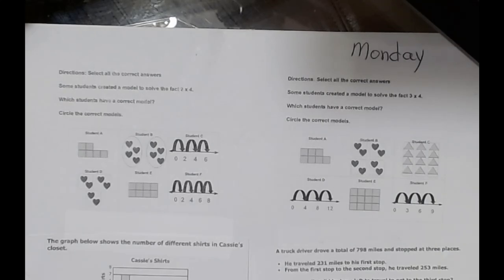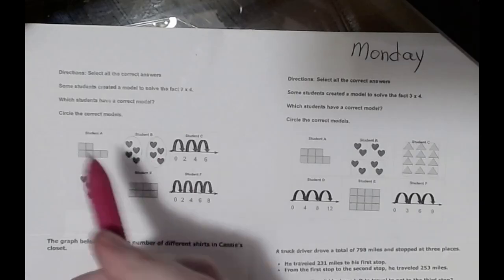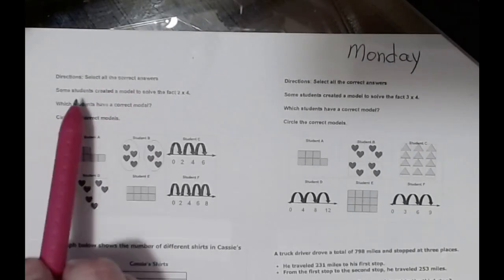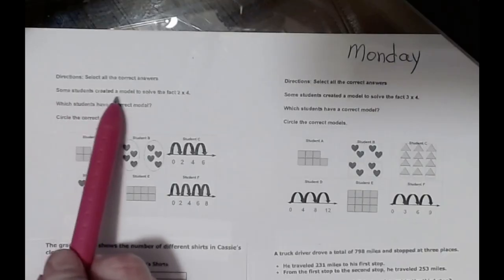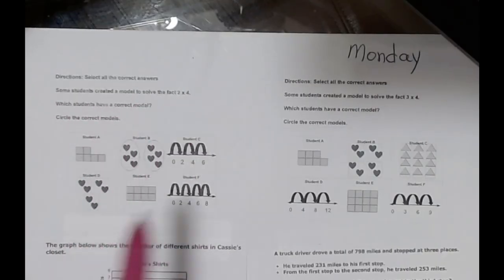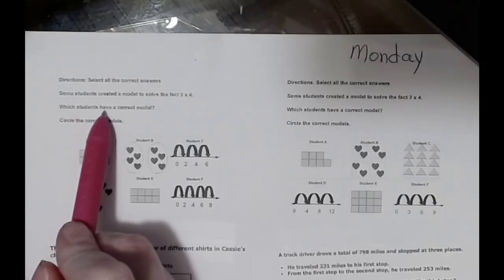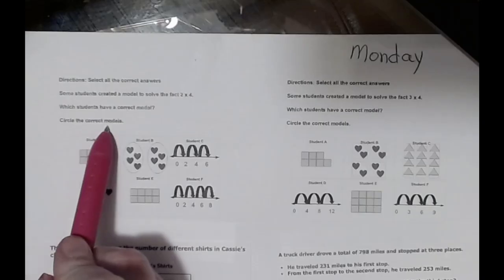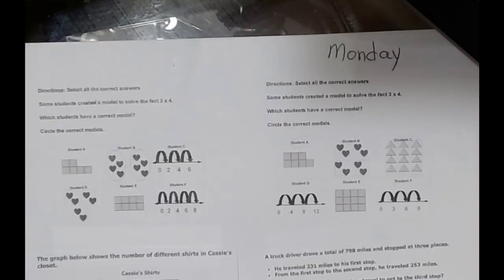So here we go. This one on the side, it says directions. Select all the correct answers. Some students created a model to solve the fact 2 times 4. Which students have a correct model? Circle the correct models. Let me zoom into this a little bit.